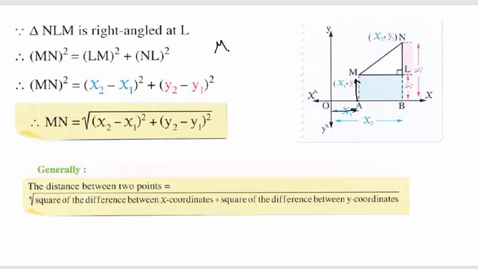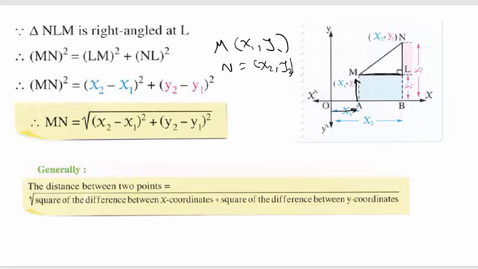So as you see, M is called x1 and y1. I don't mean that the value of x is equal to 1. No, I'm telling you that it's the first point, so it has the first x and the first y. What about N? It has the second x and the second y.